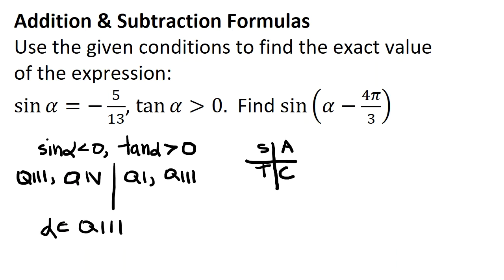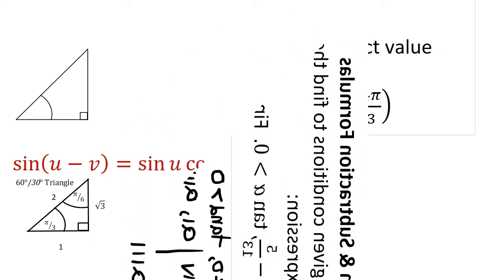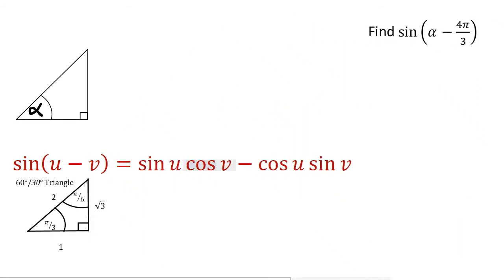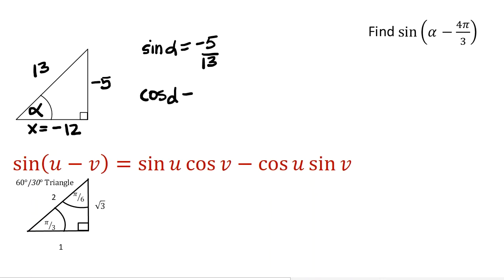Next, I want to use this fact that sine alpha equals minus 5/13 and draw a triangle and determine the lengths of all the sides, given that alpha is in Q3. So here's alpha, and I'm given in the problem that sine alpha is minus 5 over 13. So the minus 5 must be this y value here. The positive 13 has to be here. And I can use Pythagoras to determine that x is going to have to be negative because I'm in Q3. So I know that cosine alpha is equal to negative 12/13. Now I know that I need to use the subtraction formula, which I have written in red here.